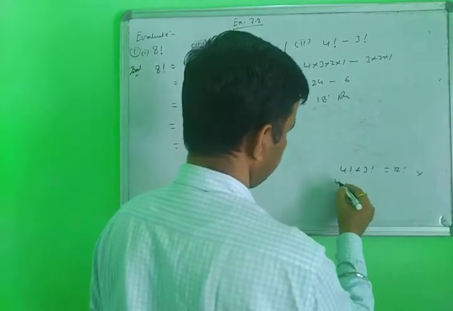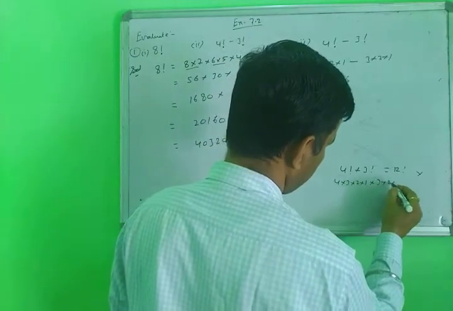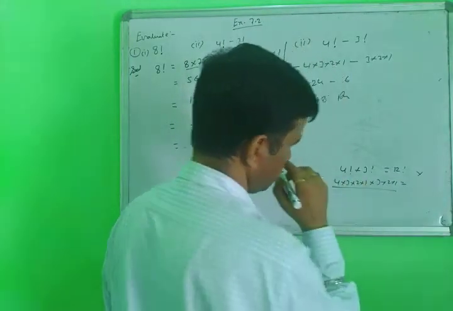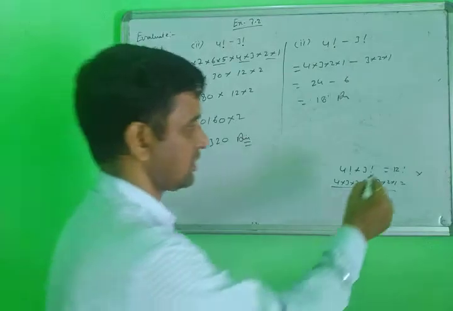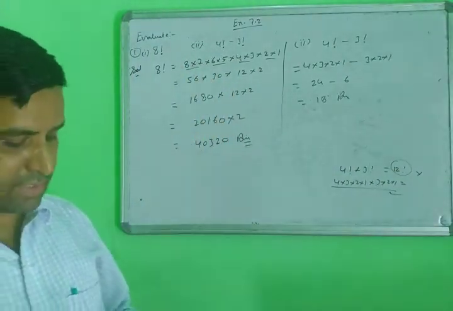Don't multiply directly. Write 4 into 3 into 2 into 1 and 3 into 2 into 1, then you get the answer. In this way you get the answer. So this is your wrong answer, and this is your correct answer. Yes, note it down. Then next.